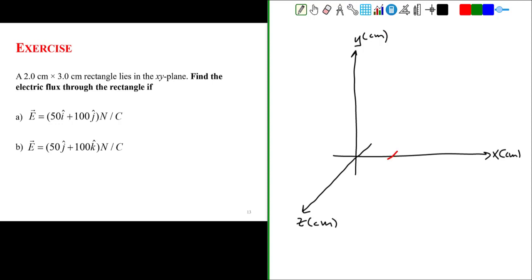This will be 1 centimeter, 2 centimeters, 3 centimeters along the x-axis, 1 centimeter, 2 centimeters, 3 centimeters along the y-axis, and 1 centimeter, 2 centimeters, 3 centimeters along the z-axis. The rectangle is 2 centimeters wide and 3 centimeters high.